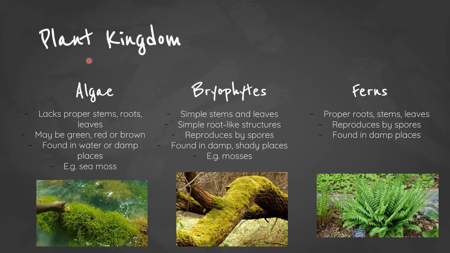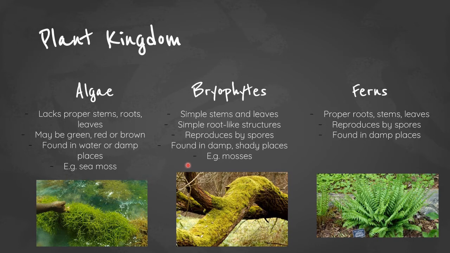So the first group we're going to look at is algae. Algae actually lacks proper stems, roots, and leaves. And you can tell in this picture, you can't really make out any stem, any roots, no real leaves, but it's green, usually. It can be red or brown, and it tends to grow in damp places with water surrounding, right? And an example of this is sea moss.